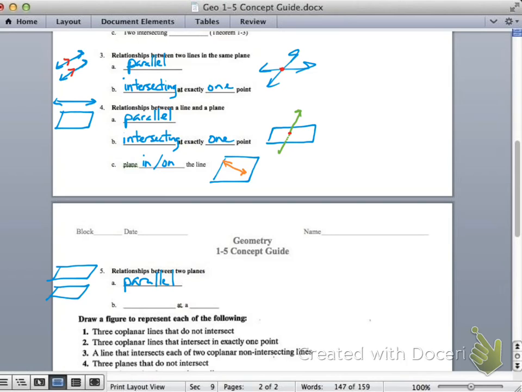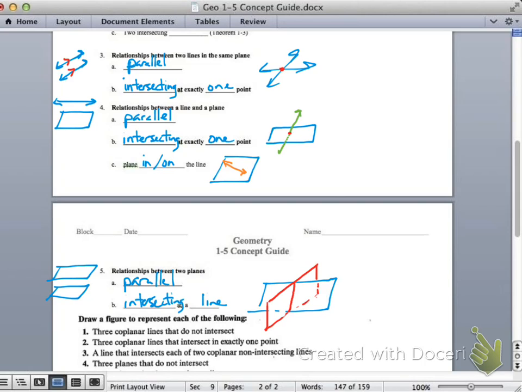All right, if you have 2 planes, they can either be parallel and not intersecting, or they can intersect at a line, and that is it. That's the same diagram we've seen before. They can intersect at a single line.